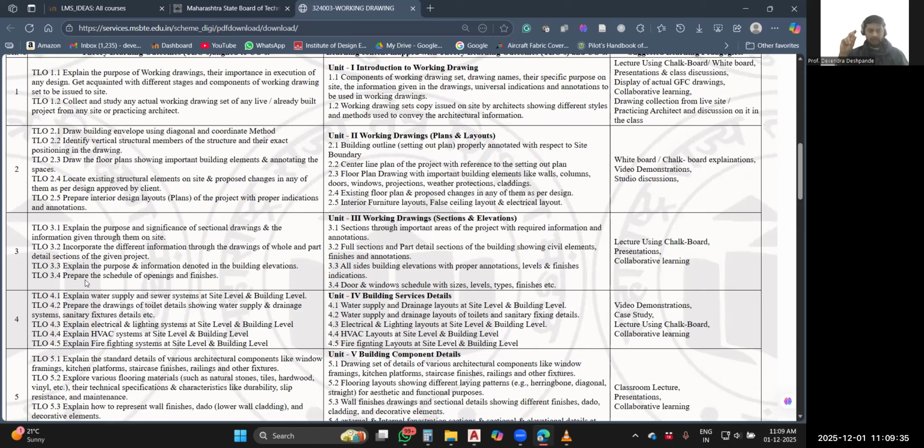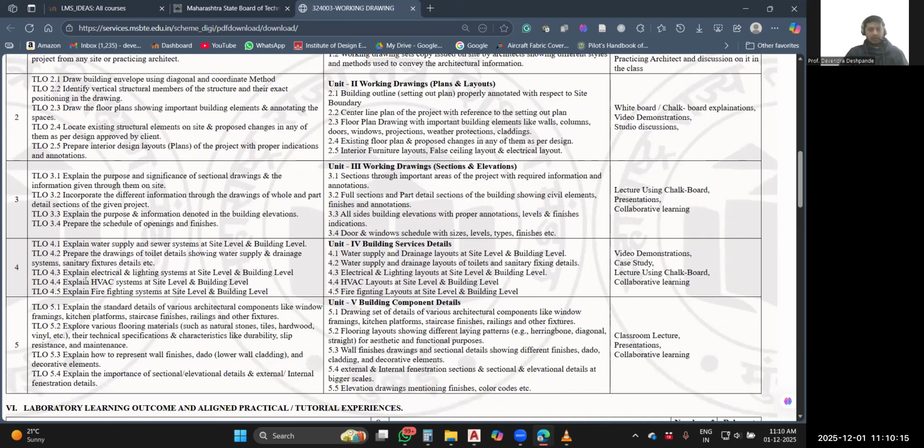And the final TLO, the fourth one, is to prepare the schedule of openings and finishes. So here we are going to make the door and window schedules with different sizes, different levels, and types of doors and openings like ventilators, windows, and different doors like two-leaf door, single-leaf door, side hung, top hung, rolling shutters, collapsible gates, and so on. The kind of material by which they are going to be constructed, the kind of finish that they will hold. So that was the third unit.